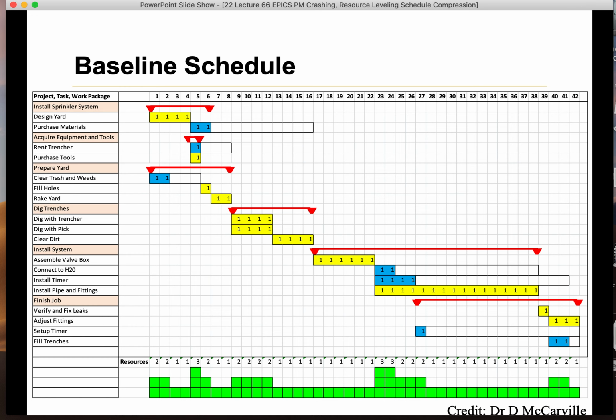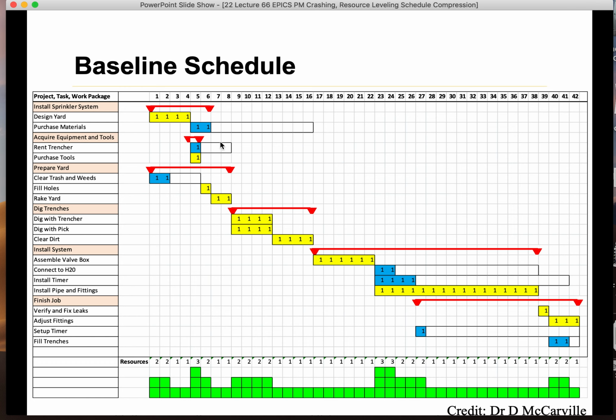And also, after I design the yard, I purchase the material. So somebody needs to go and purchase the material, and then another one. And then renting the trencher is also happening at this time. But what these empty blocks mean is the slack time. So I have time.